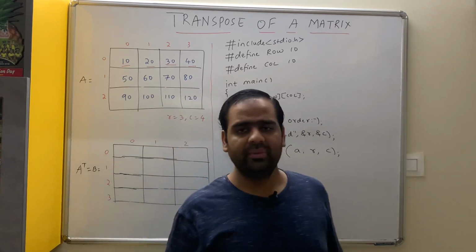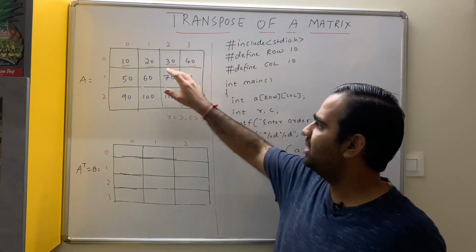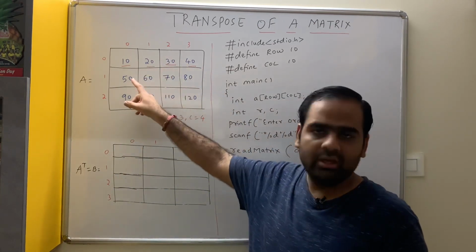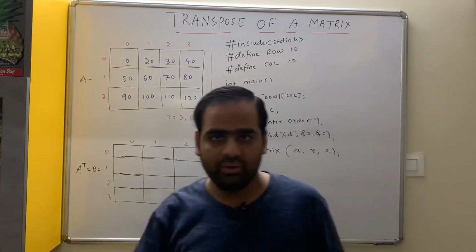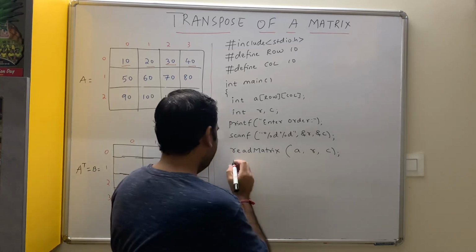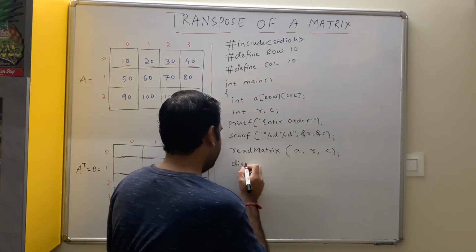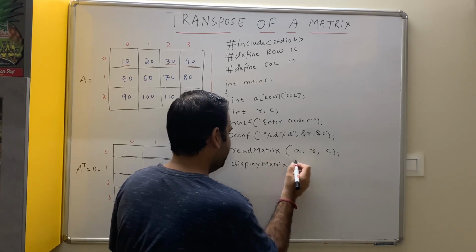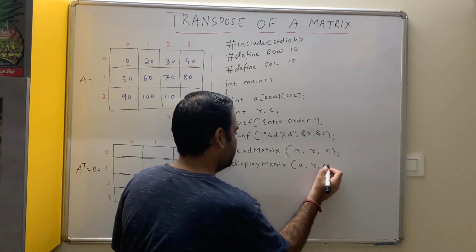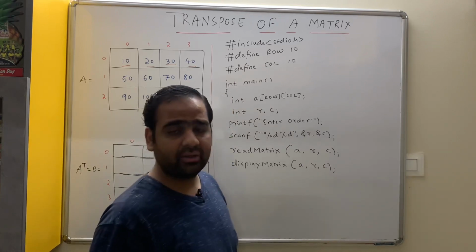C. That means it is 3 cross 4, and suppose the matrix read is this one: 10, 20, 30, 40, 50, 60, 70, 80, 90, 100, 110 and 120. Now after this, if you want, you may display the matrix as well. I say display matrix. Which matrix? A of order R cross C. It will display the matrix.